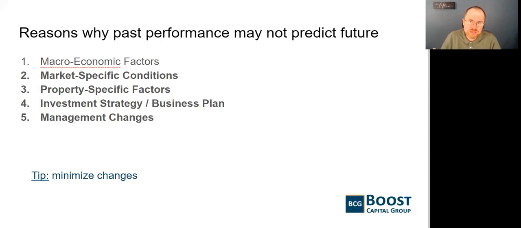Those are not good reasons necessarily. You have to be very sure of what's going to happen, whether things are happening or they may happen. That's one of the things you want to check there. So next on the list, we have property specific factors.